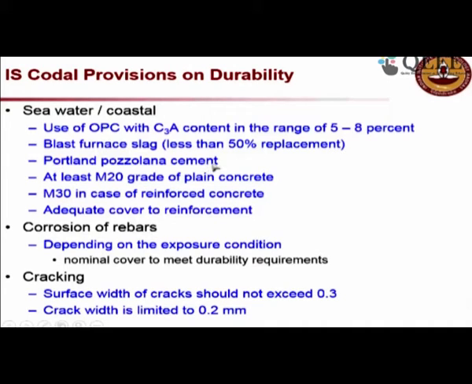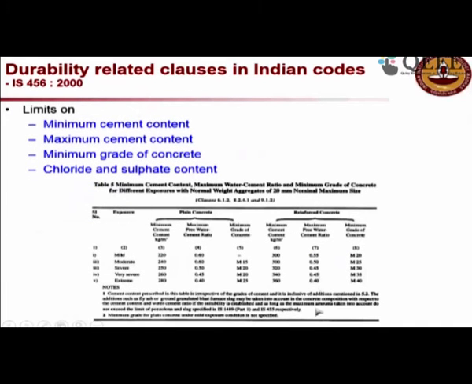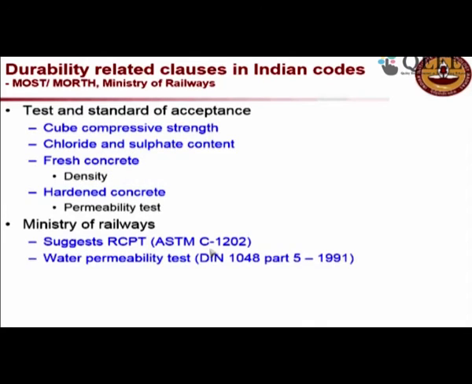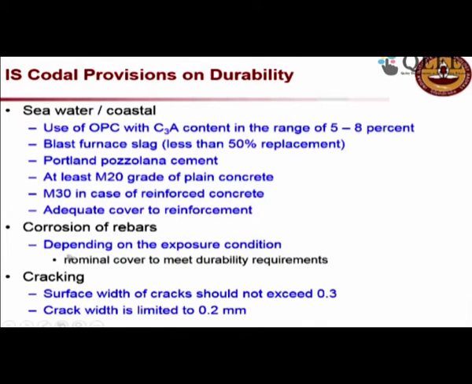PPC, or Portland pozzolana cement, can be used at least at M20 grade for plain concrete, and M30 in the case of reinforced concrete. So this depends on the condition, like the table which I mentioned. This table can be used to decide what the cement content should be, how much the water cement ratio should be, the grade of concrete, etc.